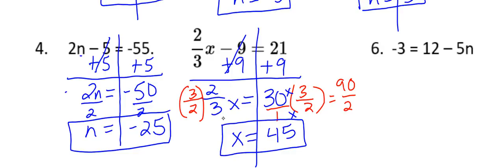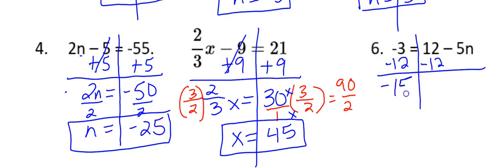Number 6. Put our line down the middle. Okay, again, this is different because of the variable on the right, so I'm going to do everything over here, undo everything over here, and then do it to the other side. So again, I have a positive 12 here, so I'm actually going to subtract 12 to get rid of it from both sides. So this is negative 15 equals, you cancel out the 12, equals negative 5n.